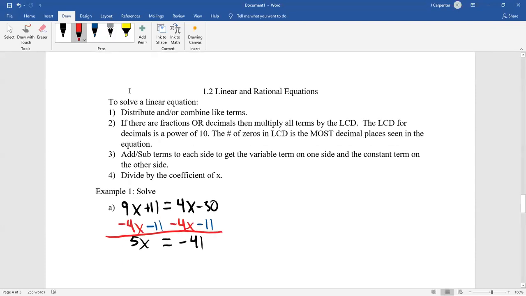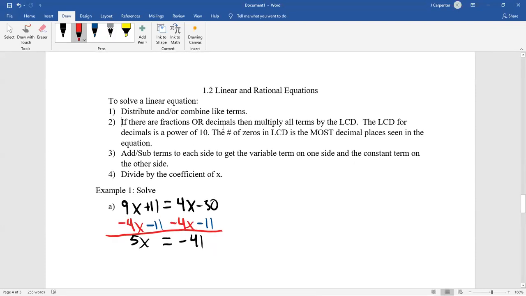Then, final step, because there were no distributions, there were no fractions originally, we started at step 3, divide by the coefficient of x. So we're going to divide both sides by 5. If that was a negative 5, we would divide both sides by negative 5, because it has to be the entire coefficient. We do that because the 5s will cancel via division. 5 divided by 5 is 1. So we just have our x left over.